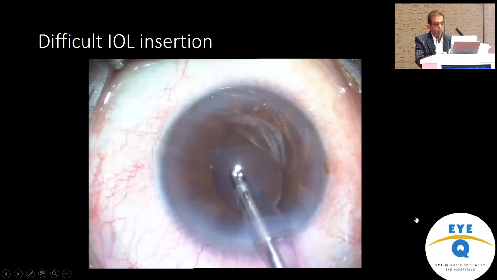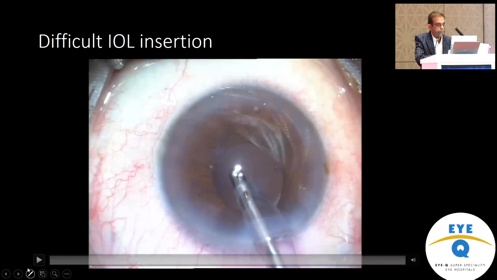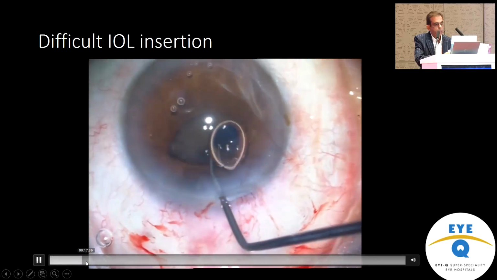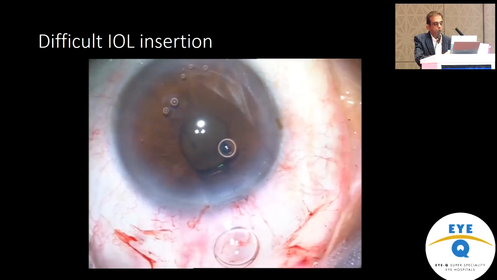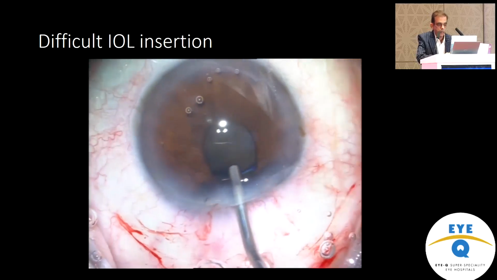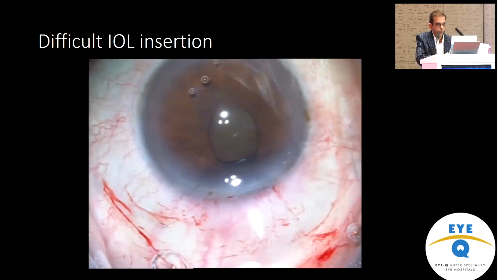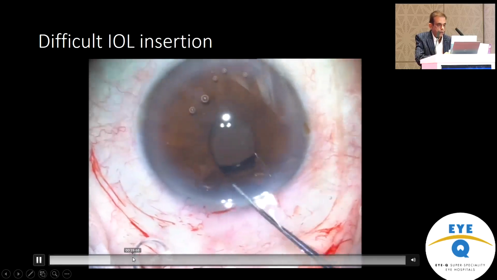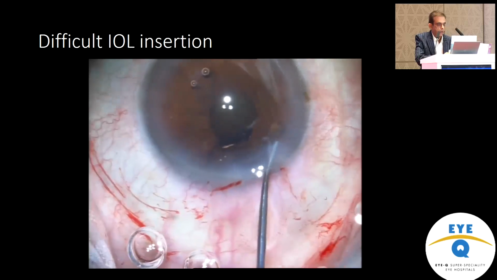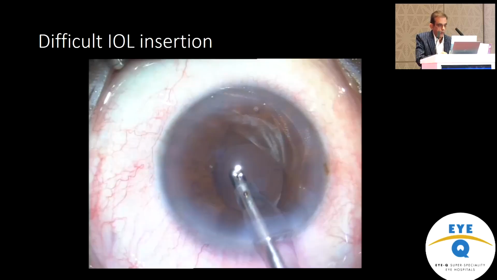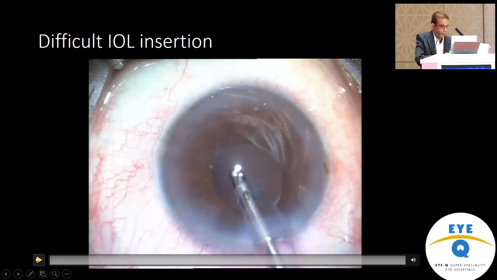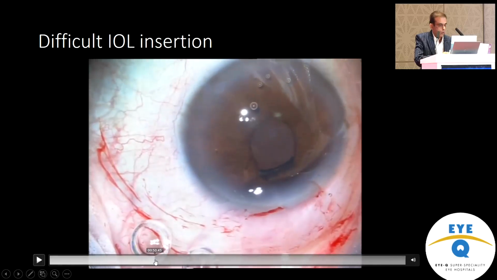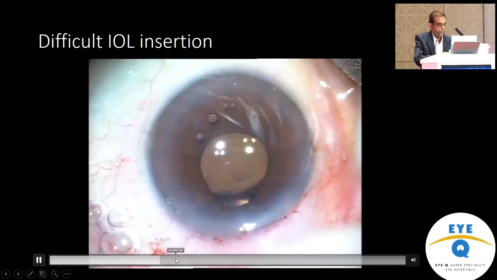One of the most common things that can happen is a constricting pupil. With a small pupil and lenses that have a four closed haptic design, it can become very difficult. See here, I am not able to push the lens inside. I tried maneuvering it, but then we did a bit of dilatation with a mydriatic, and after that we can see the lens going inside.